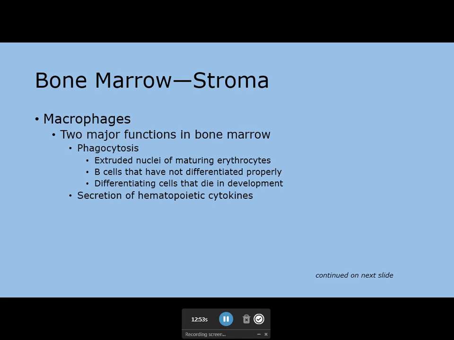If they don't differentiate and mature into a plasma cell, and then eventually the antibodies, they're not just going to hang out for free. The macrophage will destroy it. It's a good idea. Kick those freeloaders out. Differentiating cells that die in development.